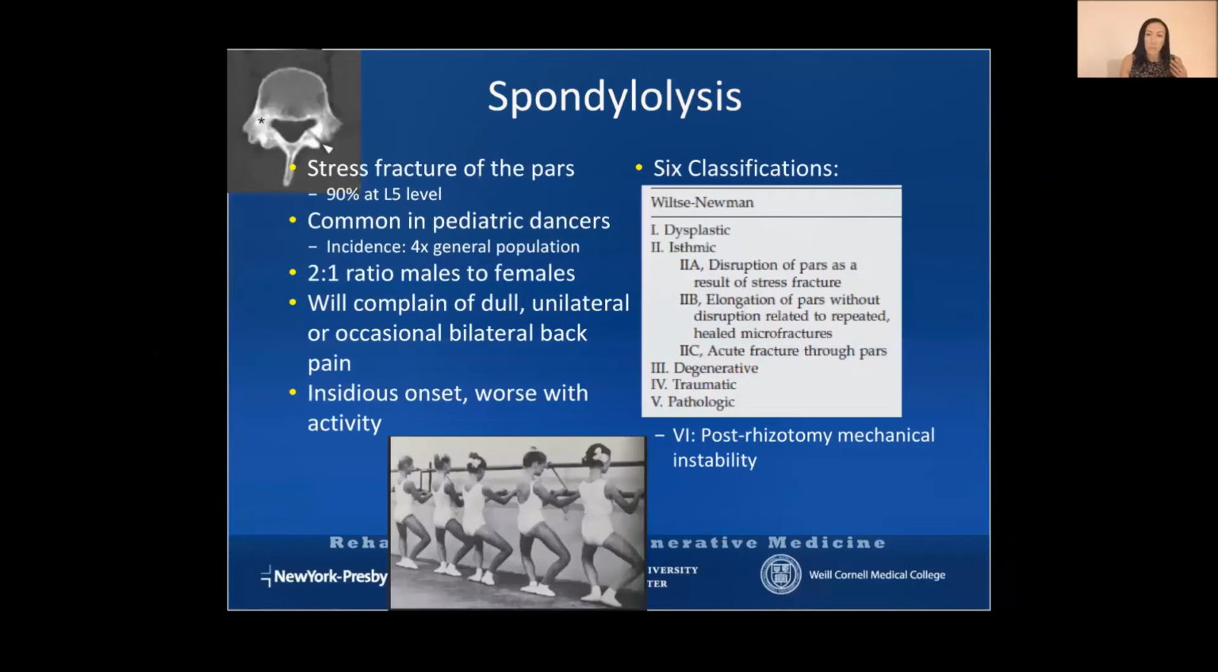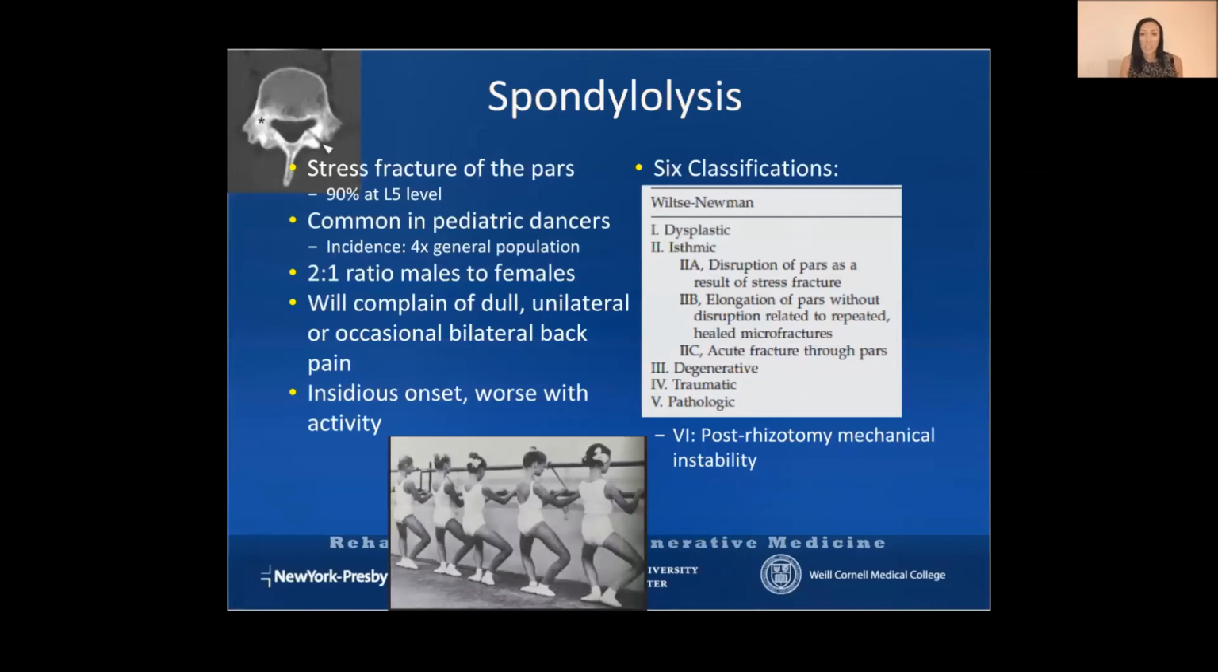Young dancers will often perform the hyperlordosis that I mentioned in order to lock their feet out to give the illusion of 180 degrees of turnout. And then they'll tuck their pelvis back under to try to flatten their spine. This increases their risk for acute spondylolysis. Patients will complain of a dull, unilateral pain that is worse with activities.